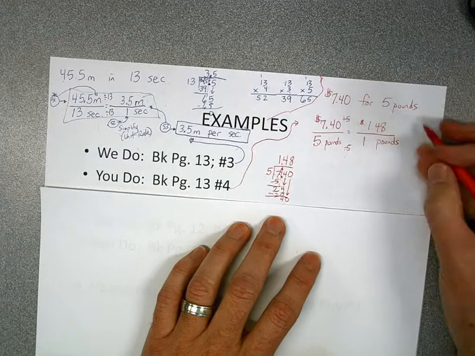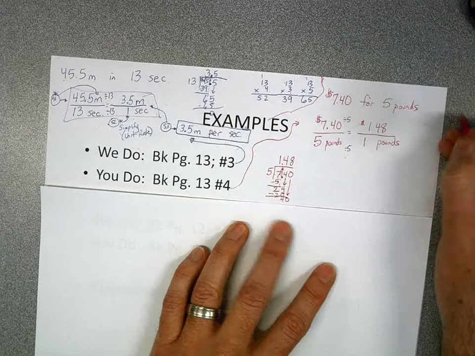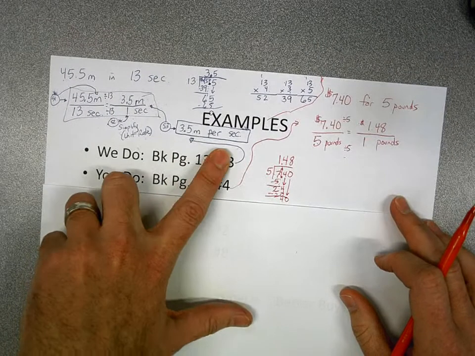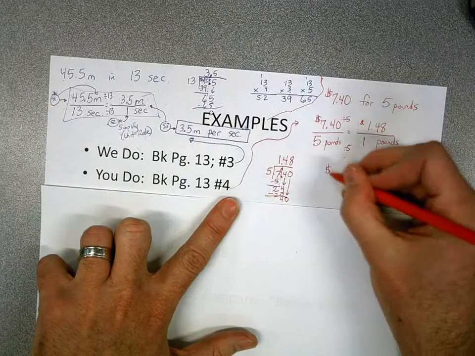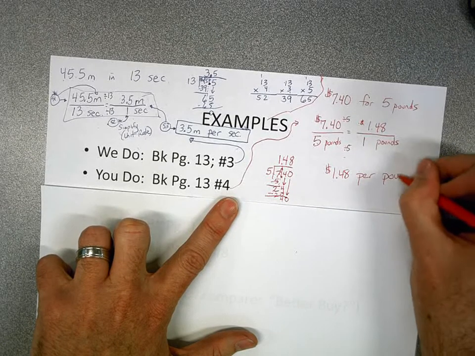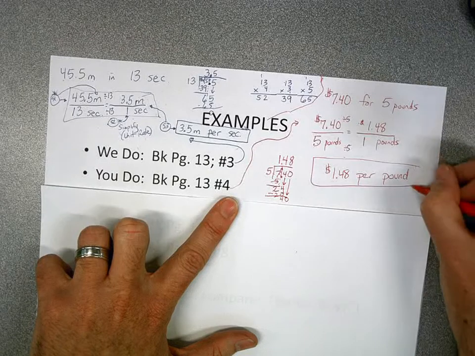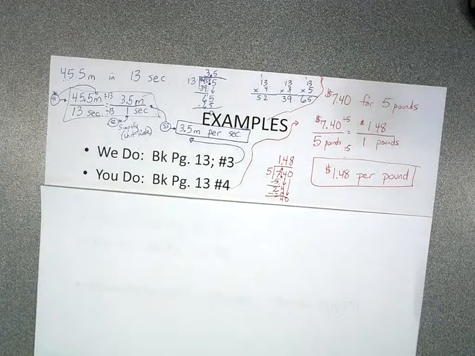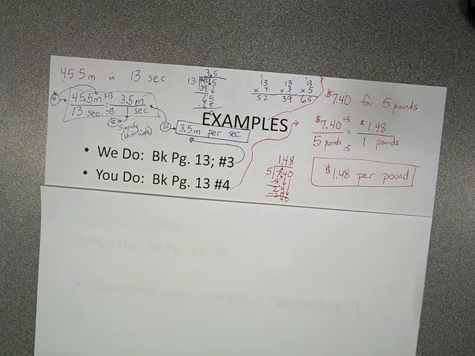or what is $1.48 over 1 pound. And then, remember, write it using the word per. So this is $1.48 per pound. All right, questions?